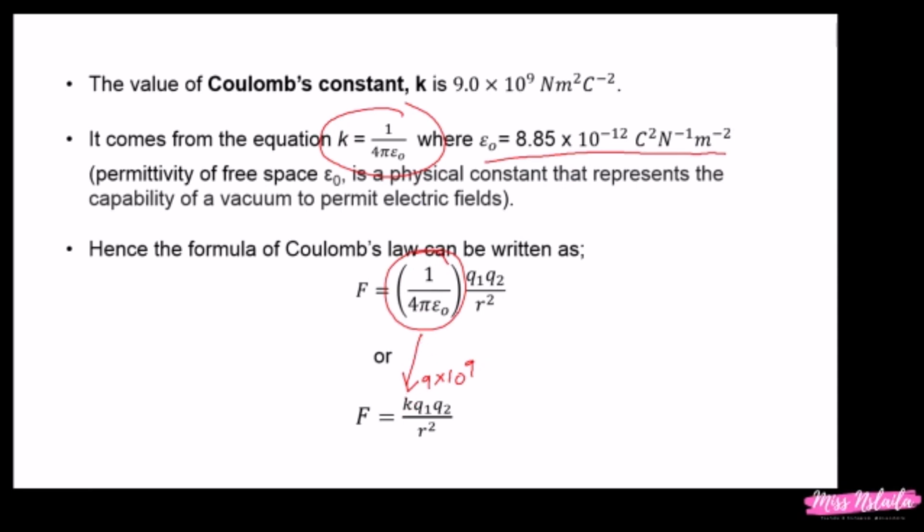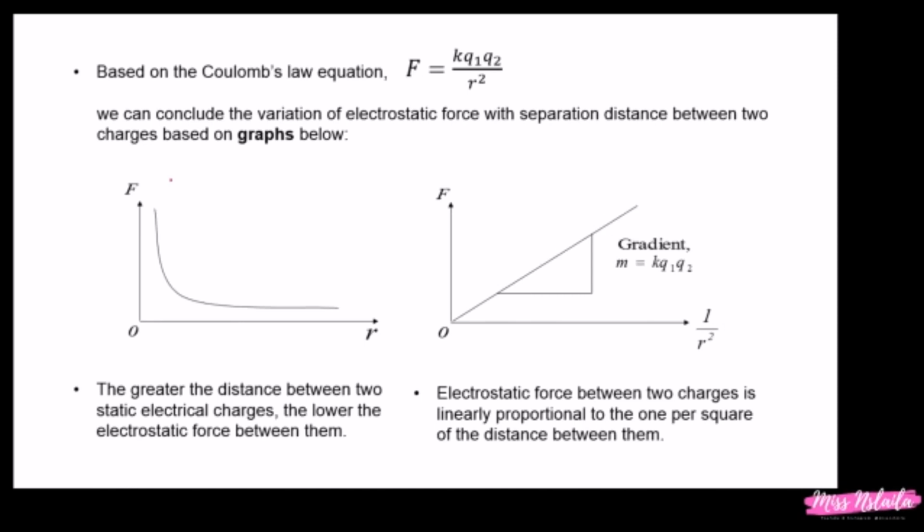constant K. Based on the equation, we can also determine the relationship between force and R. You can see that the greater the distance between two static electrical charges, the lower the electrostatic force between them. Semakin jauh jarak di antara dua charge tersebut, maka makin kuranglah dia punya force. Maybe dia punya attractive ataupun repulsive force berkurang. Tapi semakin dekat kedudukan these two charges, dia semakin kuatlah dia punya force. Kalau attract, dia semakin kuat attract. Kalau repel, dia punya repulsive force semakin kuat.